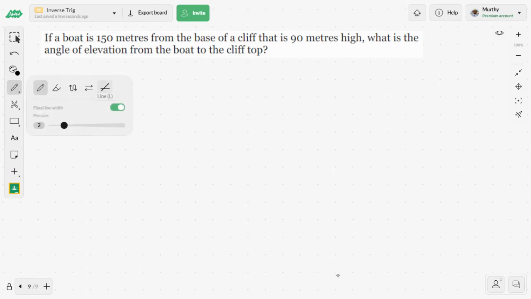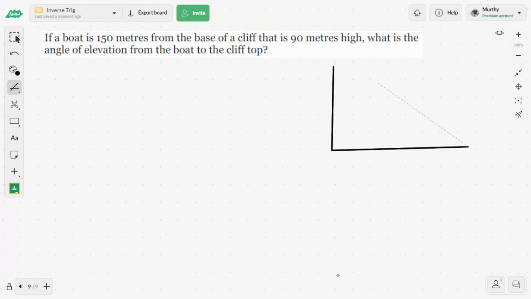As I told you before, I prefer to visualize. So there is a cliff again, and next, a boat is approaching. So a right angle triangle is formed. So here is the boat. Ooh, I'm not a good artist. Ooh, ugly. Well, no problem.